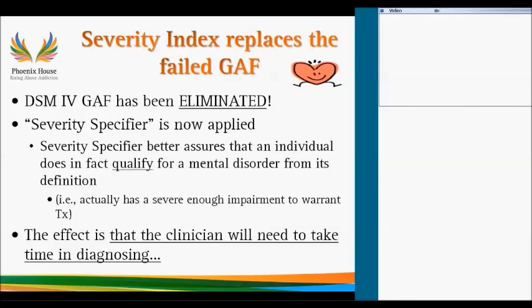So the severity specifier, just to remind everybody, is really only going to be applied if someone meets the diagnostic criteria. In other words, we can't say that someone has a severe problem if they only have one symptom. They have to also meet diagnostic criteria in order for severity to be assessed.